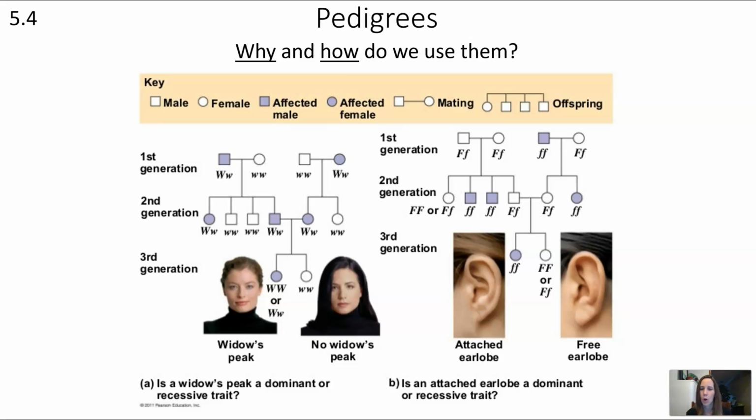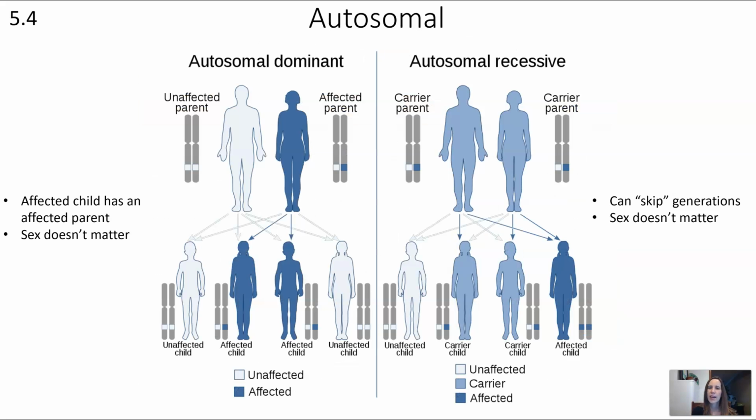If you look over on the attached earlobe side, in the second generation, in the center there, we have two heterozygous individuals who do not have the trait. So two individuals who don't have the trait end up having an offspring with the trait. That means that this must be a recessive trait. To have two parents who don't express it have a kid who does have it means that that trait is recessive. So what kind of clues can we use in determining whether a trait is dominant or recessive from looking at a pedigree?